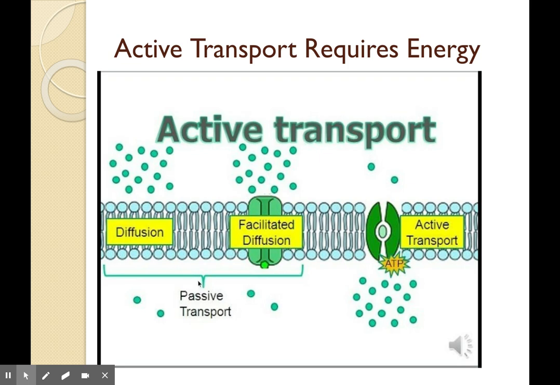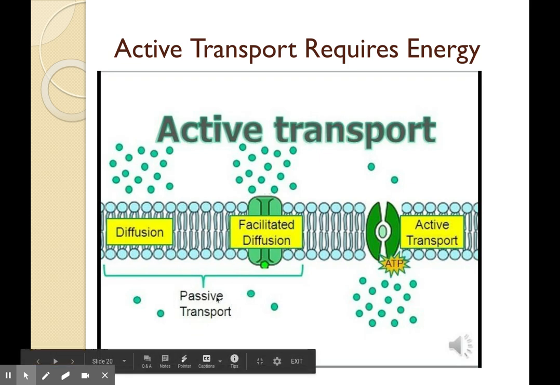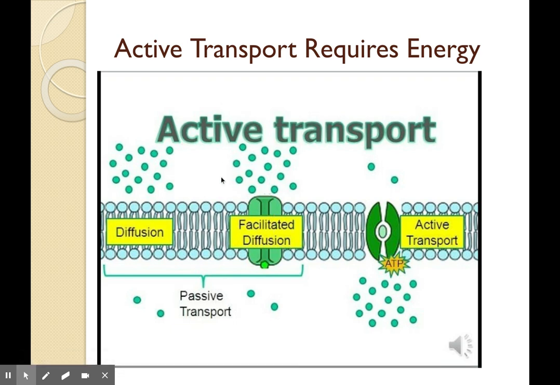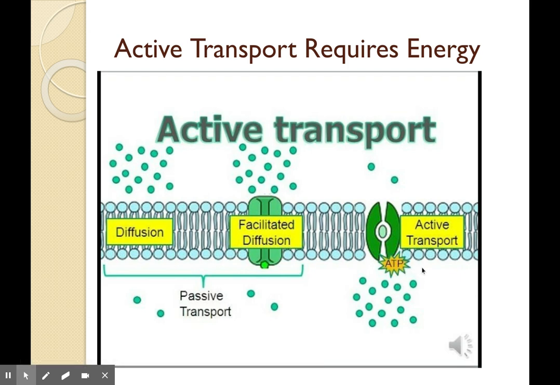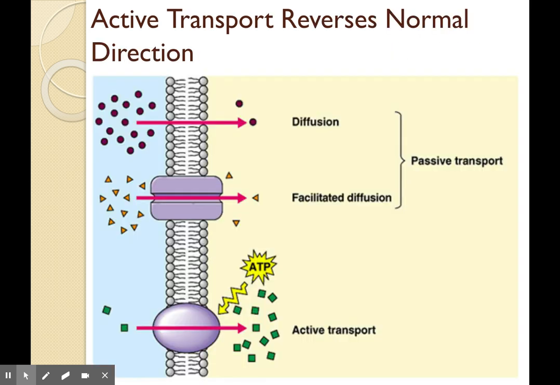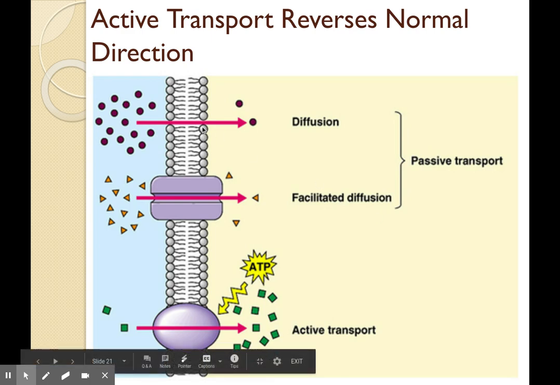So in a diagram, we can see on the left, diffusion and facilitated diffusion. These are passive transports. There's no energy icon. Over here on the right side, we can see this ATP sign, and that means that energy is being used, and so that is an active transport. Active transport, as we mentioned earlier, is when you want to reverse the flow and you want to have a high concentration. So starting at the top of this diagram, we can see the lipid bilayer.